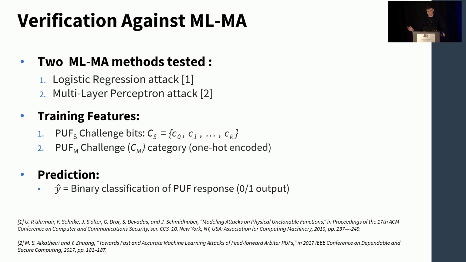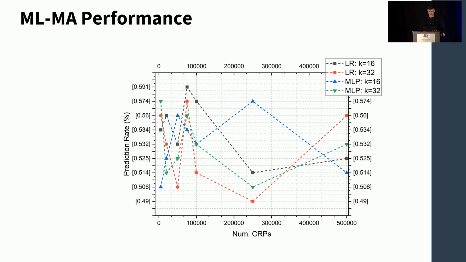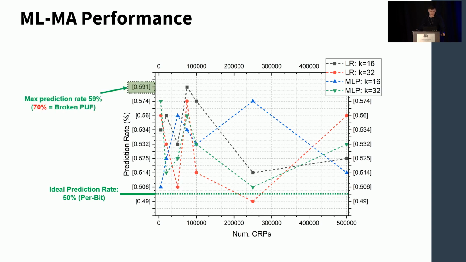We tested against some machine learning attacks, a logistic regression and a multi-layer perceptron attack. This is just predicting the binary output of the PUF to test if there are any correlative properties. The ideal prediction rate would have been 50% per bit. It's basically a random coin flip. And we found that the best we could do is 59%, which was attacking the 16-bit arbiter PUF with a logistic regression attack. For a PUF with a binary output, you'd have a 70% prediction rate for that.